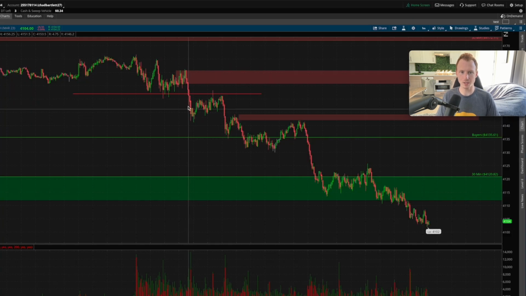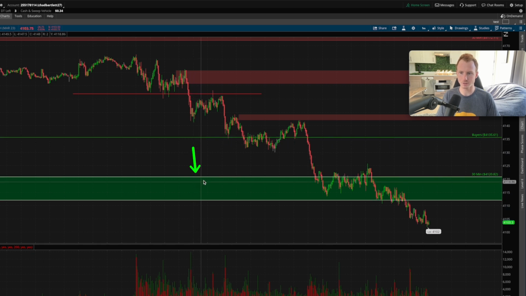So for me, when we got this big breakdown, the next support line was this 4135, and then the main zone I was watching was this 4120, which we eventually got to. Okay, so we'll go over that in a second.